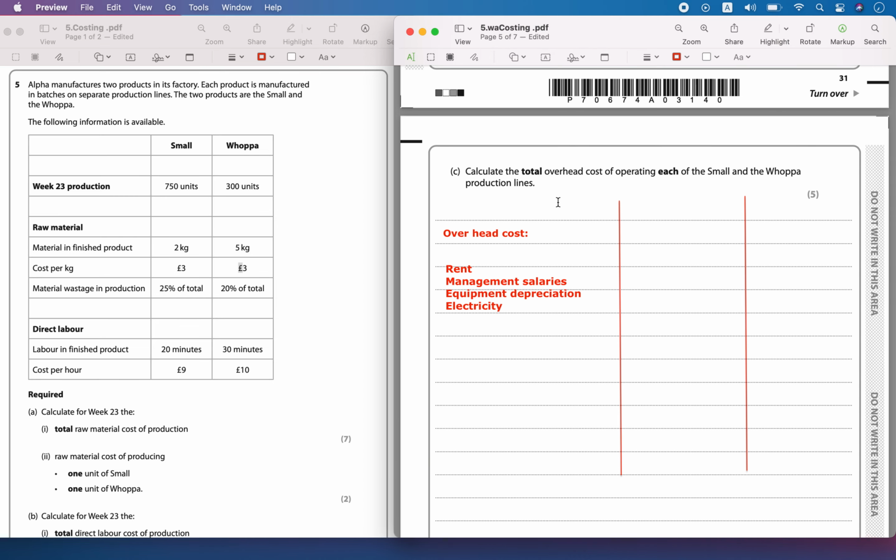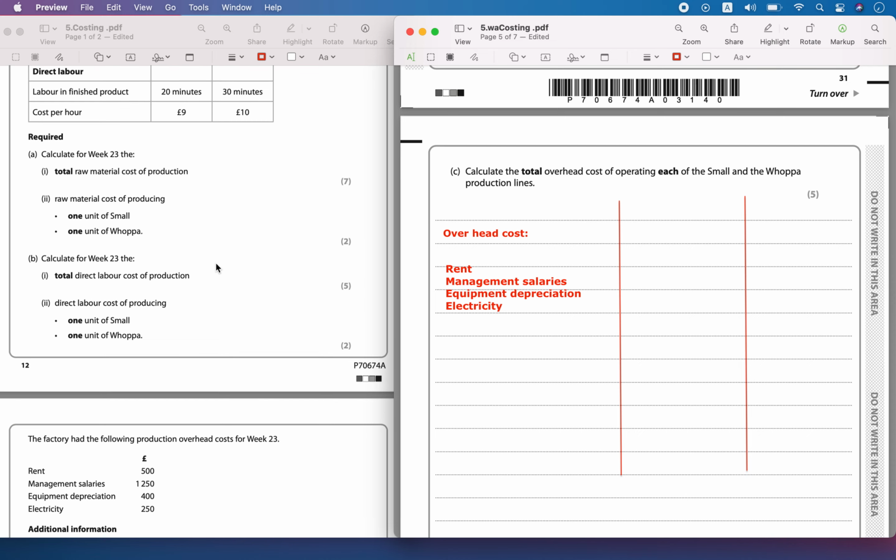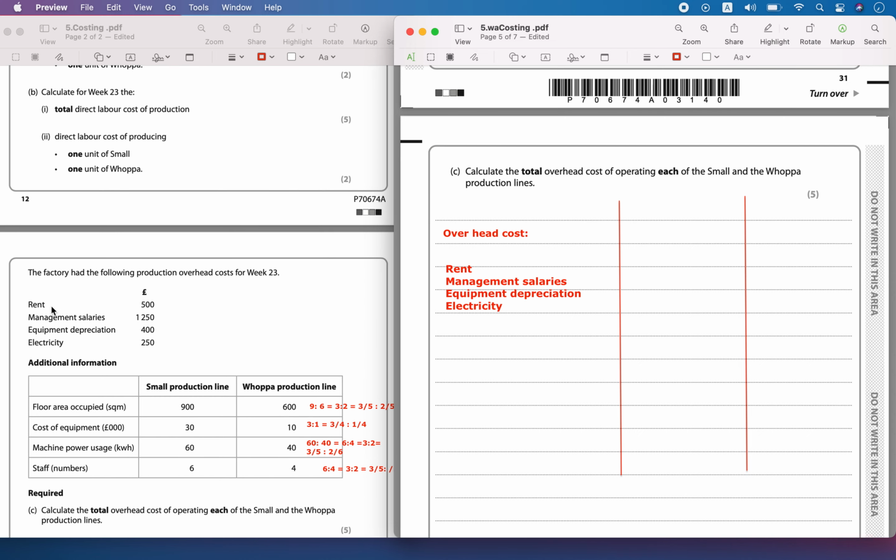Then we have to calculate the total overhead cost of operating each of the small and WAPA production lines. So let's calculate here. Some information is given. The factory had the following production overhead cost for week 23. Rent is 500. Management salaries are given. Equipment depreciation and electricity are given. So let's calculate for each of them. So overhead costs are for the small, okay, and for WAPA.